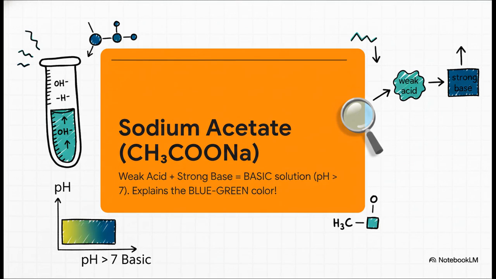And now for our final piece of evidence, sodium acetate. This time, the roles are completely flipped. It's formed from a weak acid, acetic acid, and a strong base, sodium hydroxide. So who wins this time? The strong base, of course. Its character totally takes over, making the solution basic, with a pH well above 7. And that gives us that beautiful blue-green color. And with that, my friends, the case is officially closed.